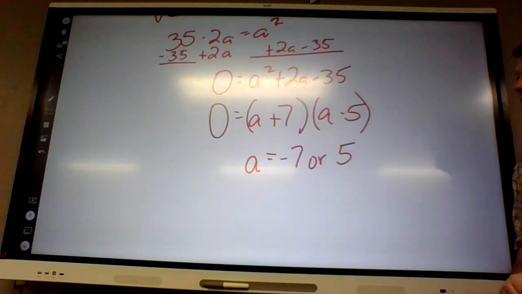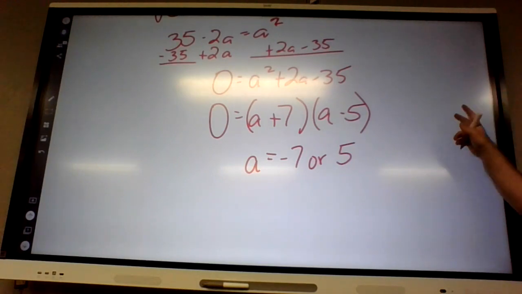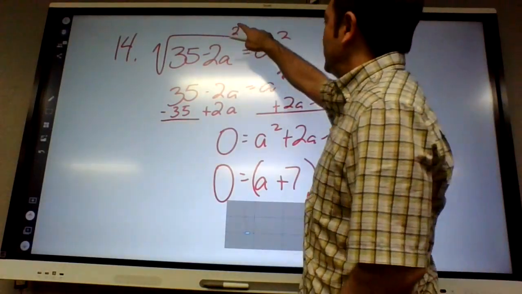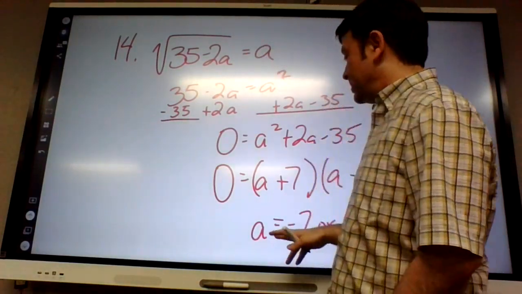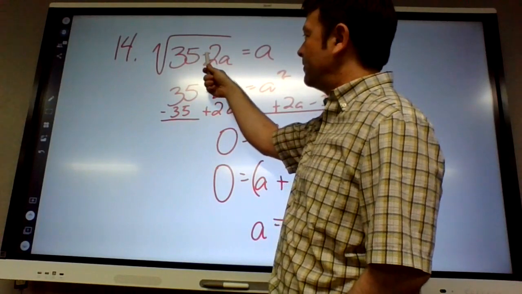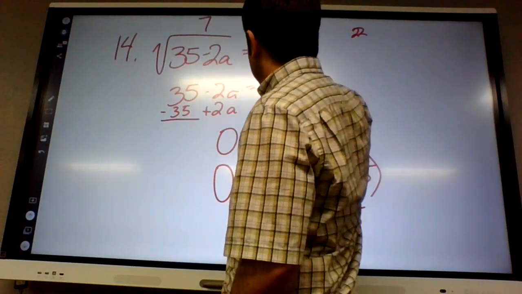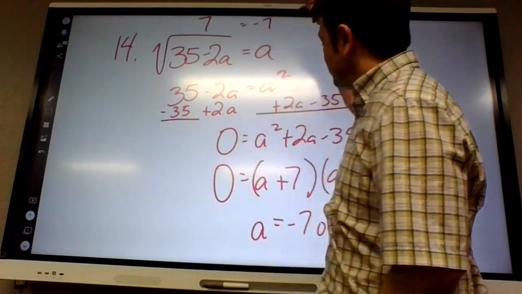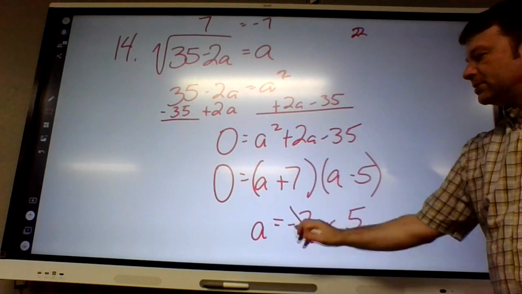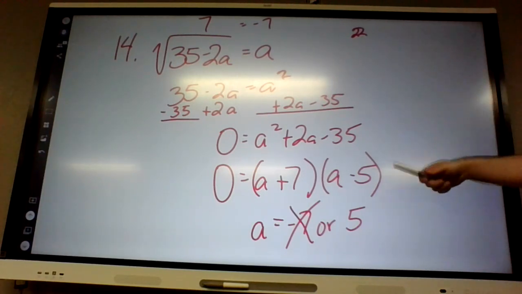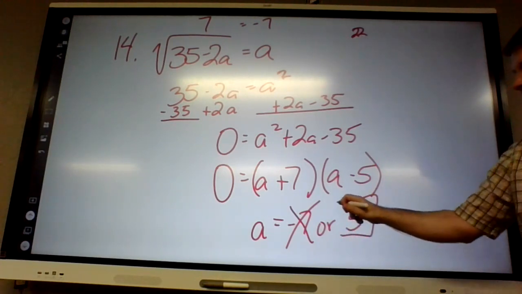-7 and 5. Okay, do you think those are both going to work? If we plug in -7, we get 35 plus 14 is 49. Square root of 49 is 7, not -7. So the negative kind of screws it up. But if you plug in 5, 35 minus 10 is 25. Square root of 25 is 5, which equals 5. Yeah, that one works.